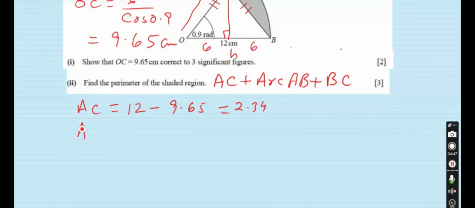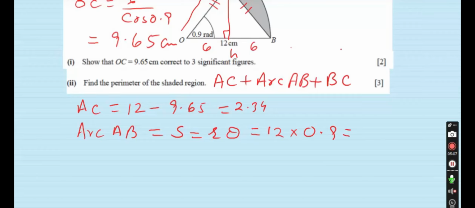Now we have to find arc AB. What is the formula of arc length? S is equals to R theta, where R is the radius 12, and theta is given 0.9. So 12 multiplied by 0.9 is 10.8.